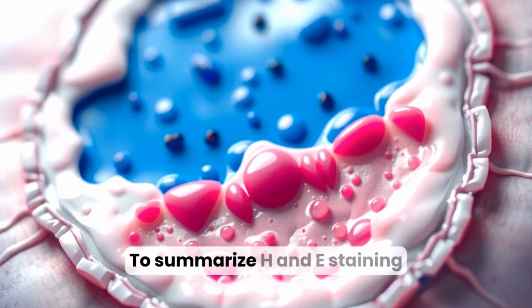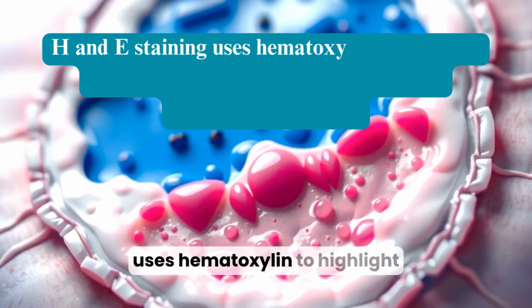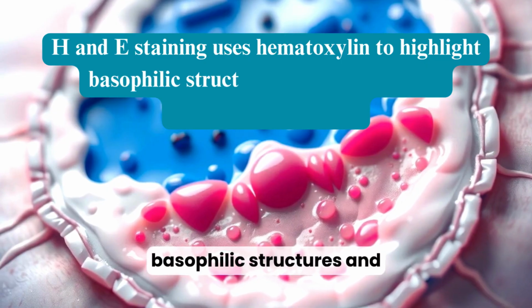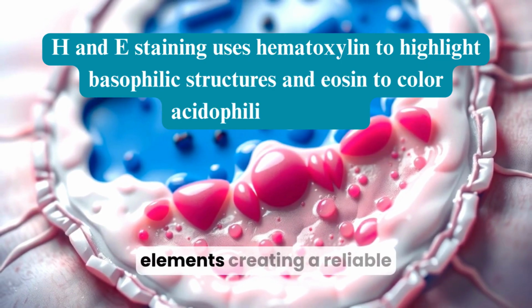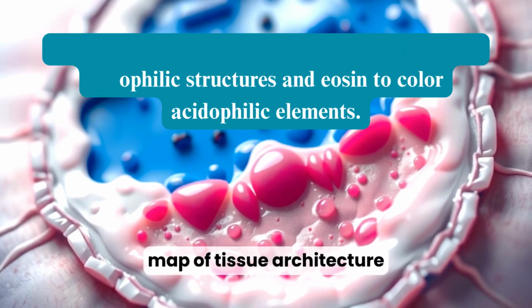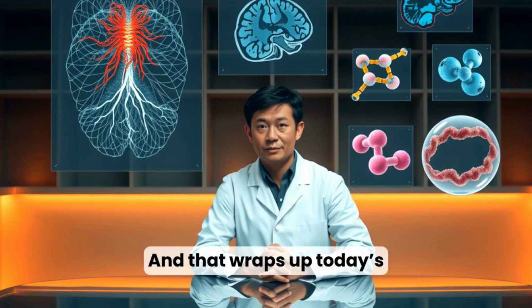To summarize, H&E staining uses hematoxylin to highlight basophilic structures and eosin to color acidophilic elements, creating a reliable map of tissue architecture. And that wraps up today's topic.